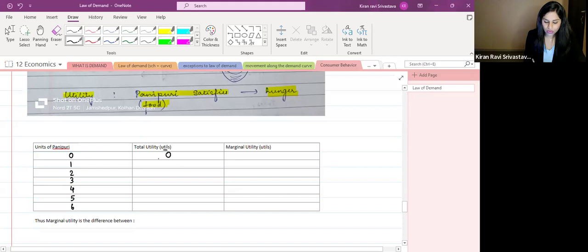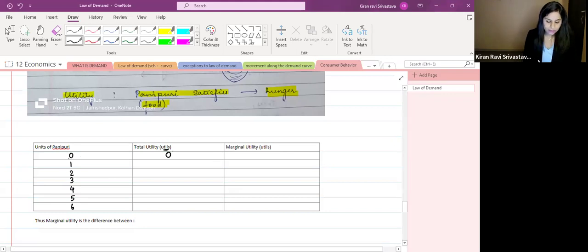I've written utils here because we need a unit of measurement. Like we measure price in rupees, weight in kilograms or grams, and height in inches. For utility, the unit is utils. Like we call 1 rupee, 2 rupees, to measure utility we call it 1 util, 2 utils. So that's utils.